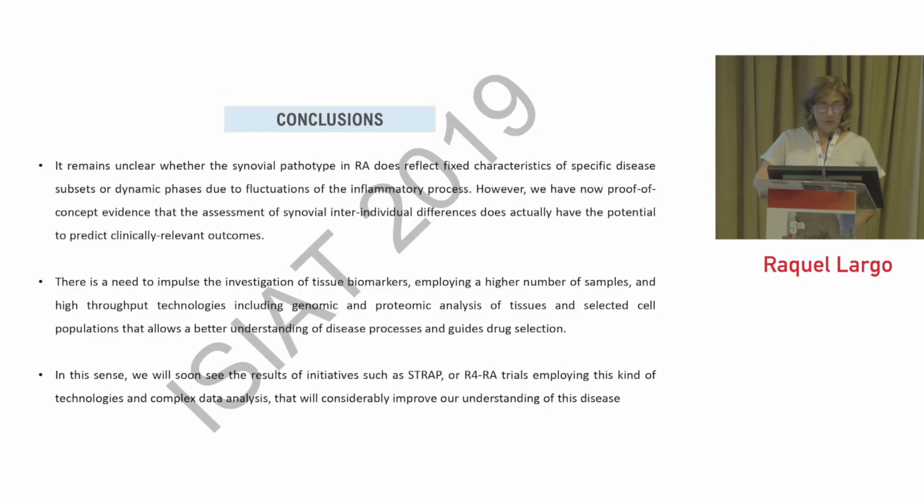There is, of course, a need to push the investigation of tissue biomarkers, employing a higher number of samples and high-throughput technologies, including omics, not only in the tissue, but also in specific cells. These studies would allow a better understanding of the disease process and guide drug selection. To this end, we will soon see the results of initiatives such as the STRAP or R4RA trials, employing this kind of technologies, and also complex data analysis that will for sure improve our knowledge and our understanding of the disease.